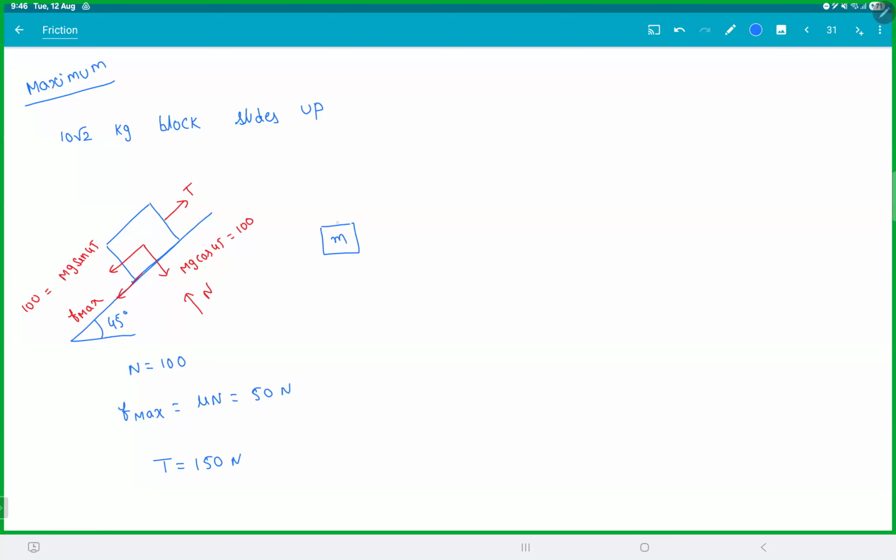And for this block, it will be the same tension T, and this will be Mg. So T is equal to Mg, we will get M is equal to 15 kgs. This is your maximum value, everyone. So anything more than 15 kgs, the block will go up. Let's take the other way around.